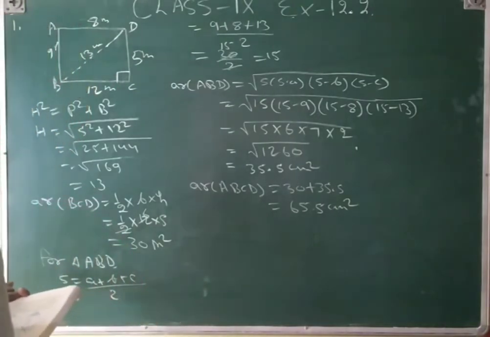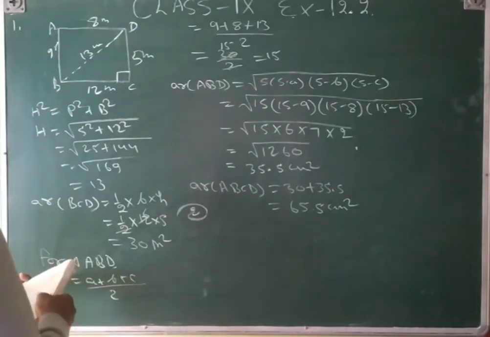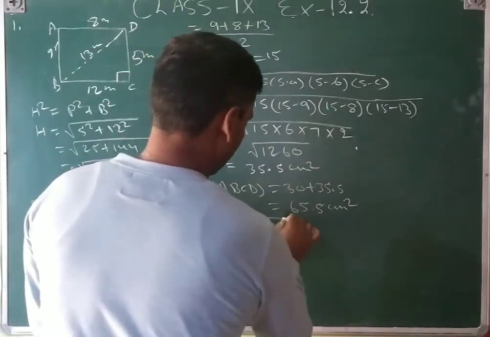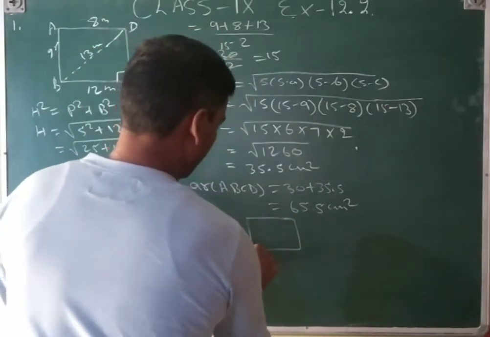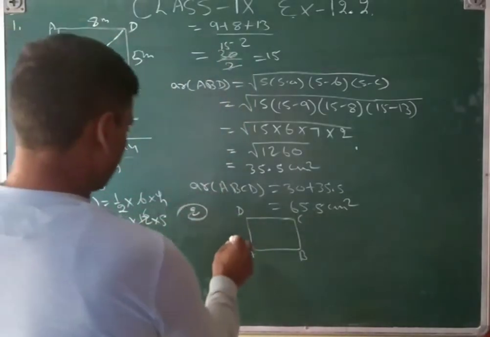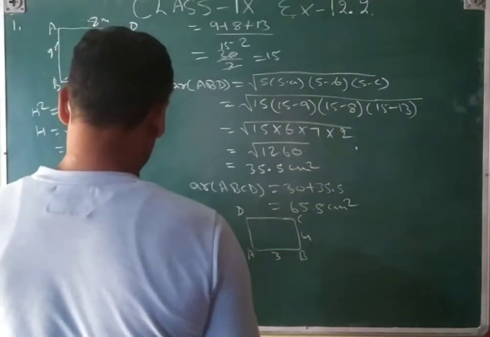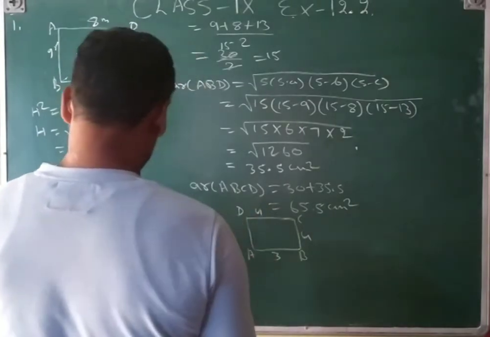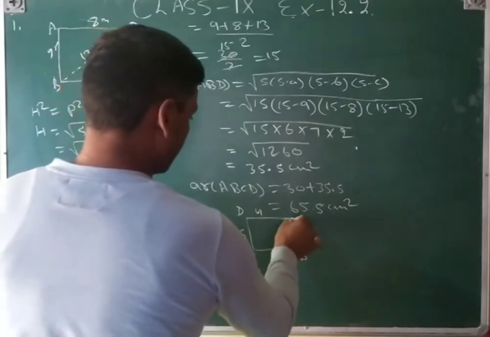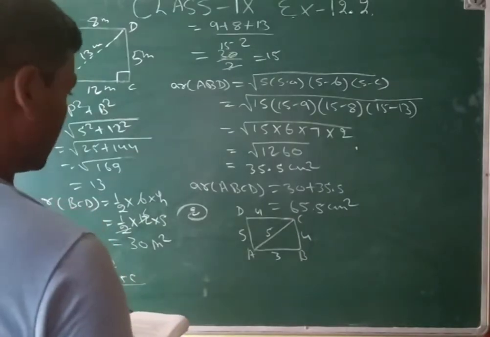65.5 meter square. Second question: find the area of quadrilateral ABCD. Same quadrilateral, we will apply that. A, B, C, D, and then AB is equal to 3, BC is equal to 4, CD is equal to also 4, DA is equal to 5, and AC is equal to 5. AC is given as 5.